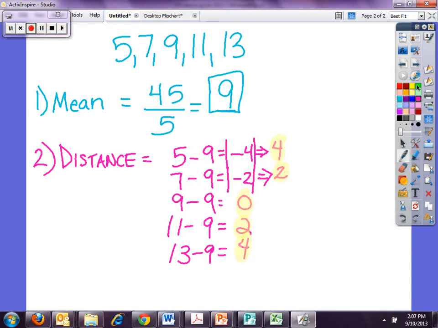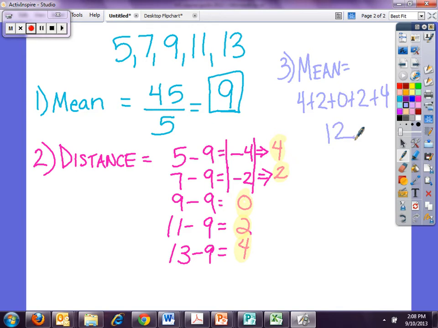Okay, so the last step is mean, distance, mean. So it's the mean of distances. So I need to total my 4 plus 2 plus 0 plus 2 plus 4, which is 4, 8, 12. And I need to divide by the total number of data points. That's 1, 2, 3, 4, 5. So I divide by 5. So it's 12 over 5.